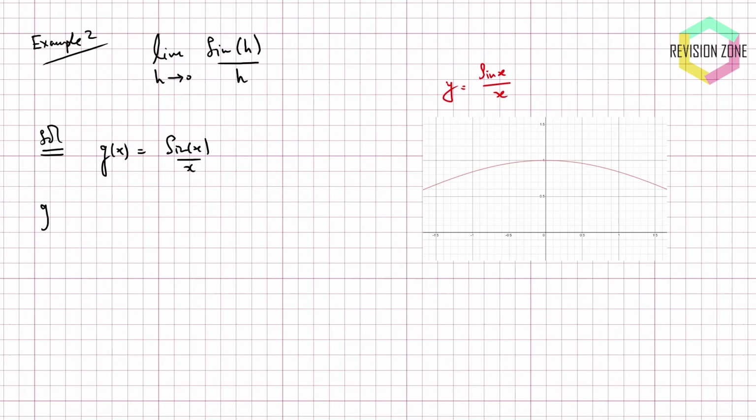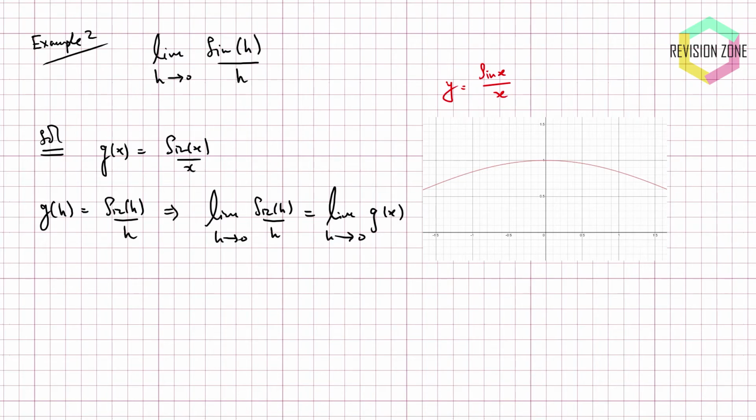Well, let's just check. g of h is actually going to give us sine h over h, which is the sort of thing we want to work out the limit of. So to work out the limit as h tends to 0 of sine h over h, I've basically got to work out the limit as h tends to 0 of g of x. I'm writing this in slightly more abstract and formal language than in the last example, but this is pretty much what I said.